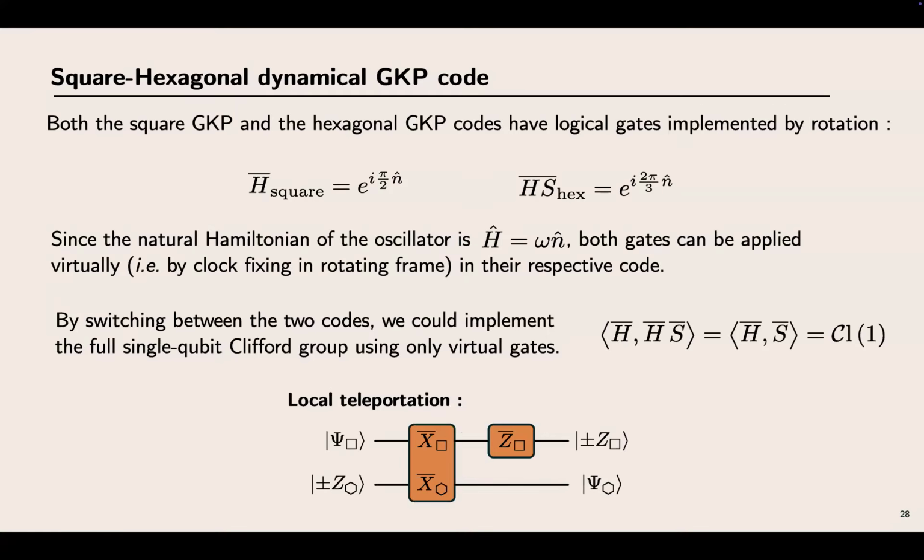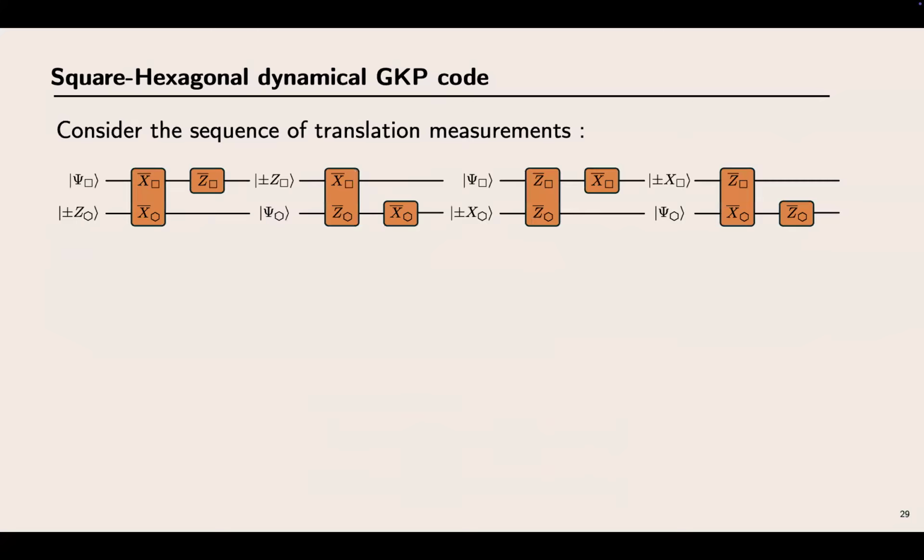And so the idea is that using local teleportation between GKP codes, we can go from one code to the other, but we need to be a little bit intelligent about doing this because we also want to learn information for error correction, okay? So here I present a sequence of measurements that gets you to stabilize the information, but at the same time, switch between the codes, okay?